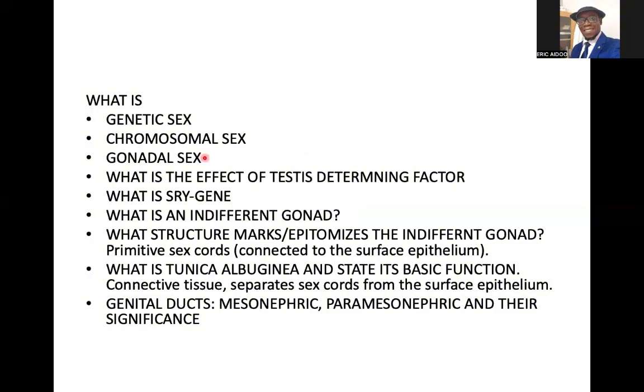So I'm sure we have established the whole background and foundation so we can answer these questions: genetic sex, chromosomal sex, gonadal sex, the effect of testis determining factor, what is the SRY gene, what's an indifferent gonad, what structure marks or epitomizes the indifferent gonad, what is the tunica albuginea and state its basic function, especially in the male, then genital ducts, mesonephric, paramesonephric ducts, and their significance.